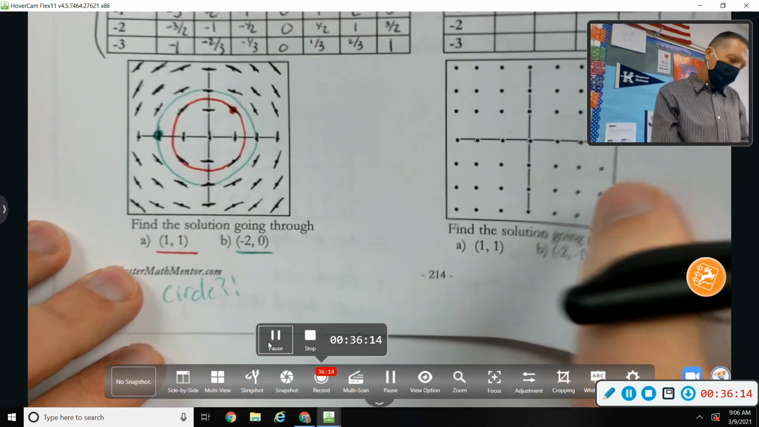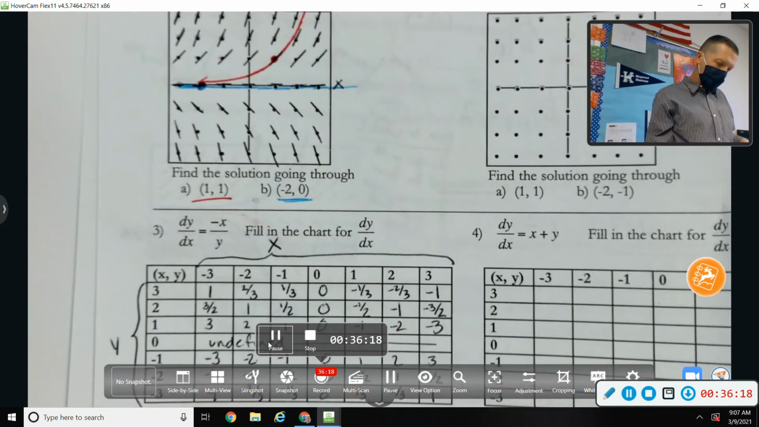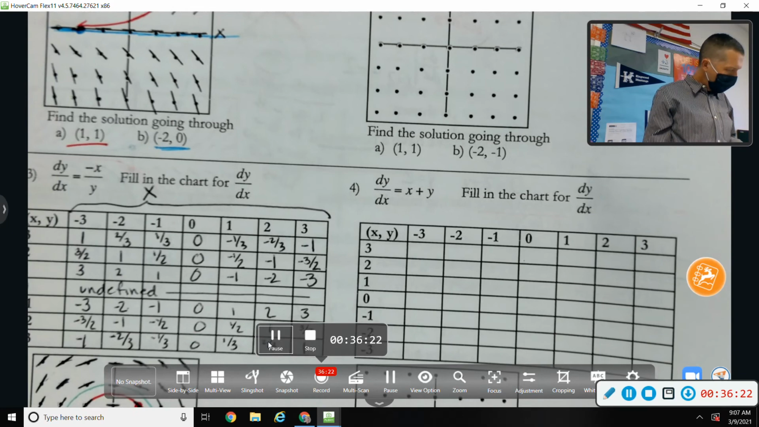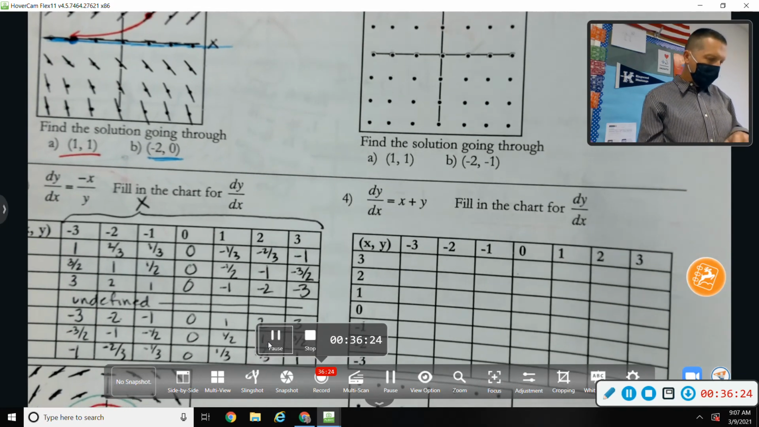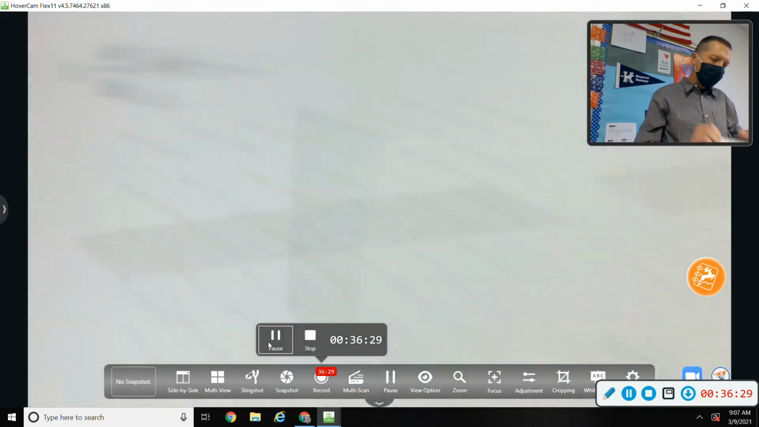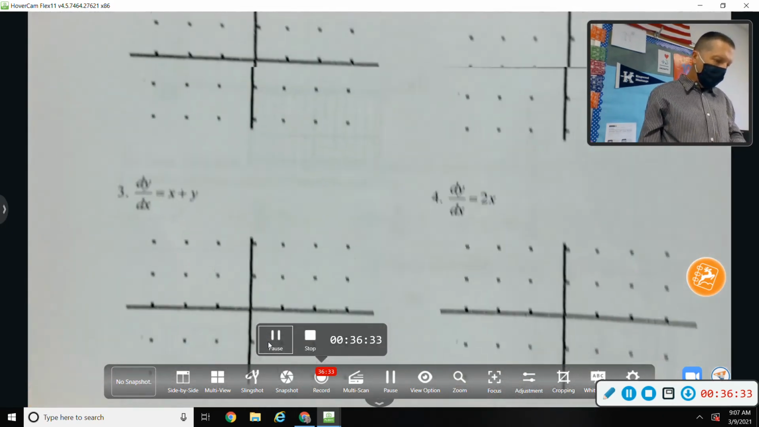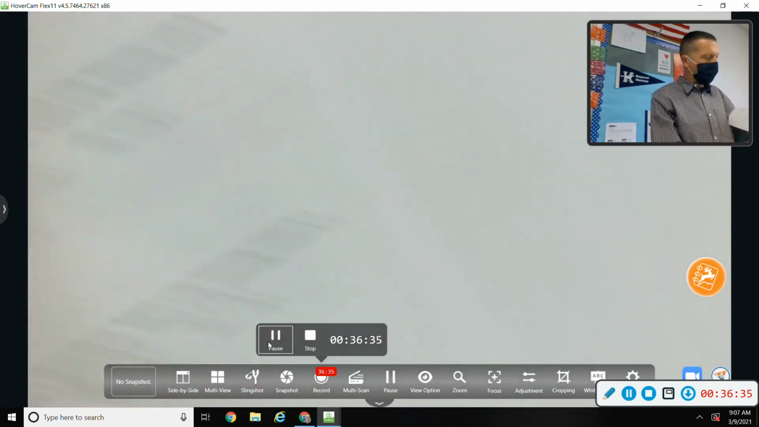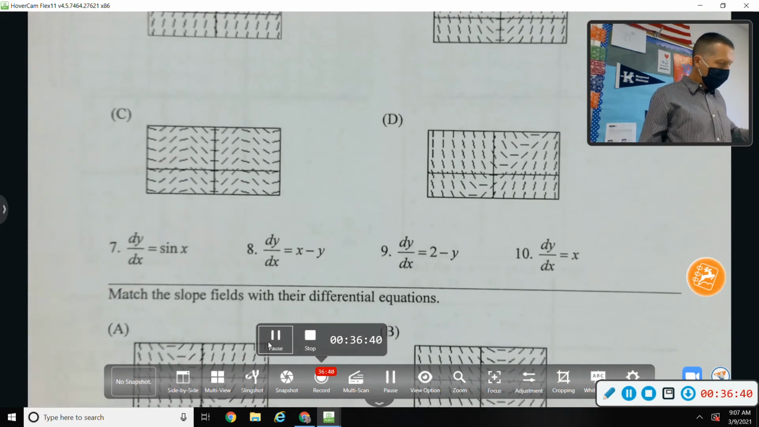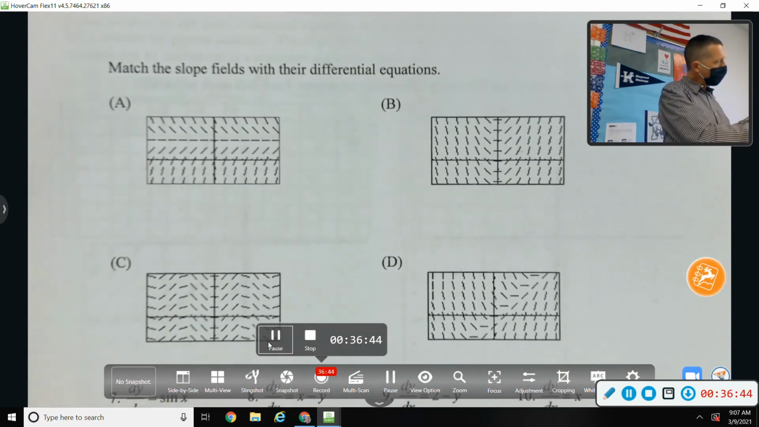All right, let's skip over to, so we're going to skip 2 and 3. We'll come back and look at 1 and 3 tomorrow, or skip 2 and 4. Your homework is this page, is basically the rest of it, but it starts to go quicker. So flip to the page that starts with match the slope fields.